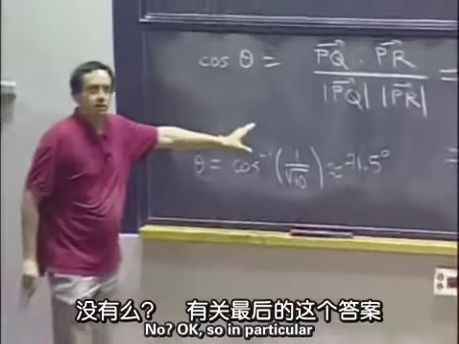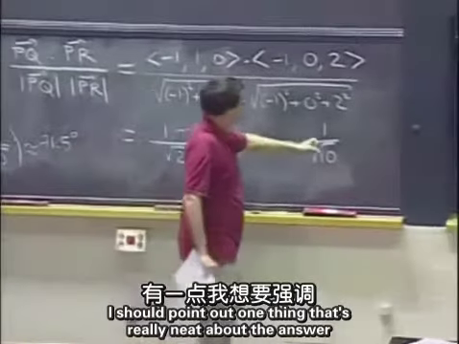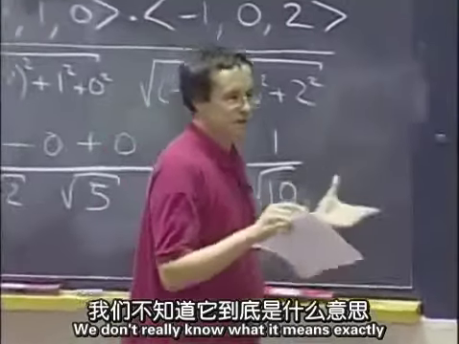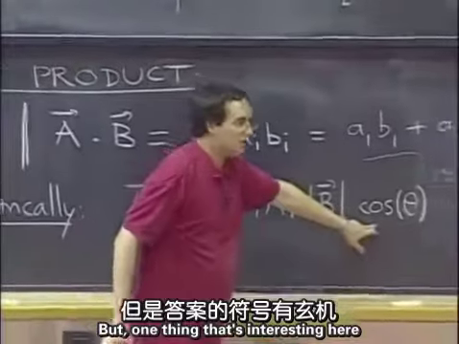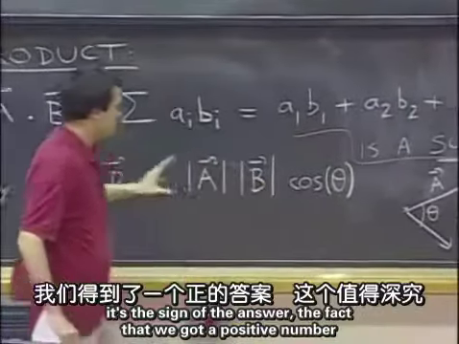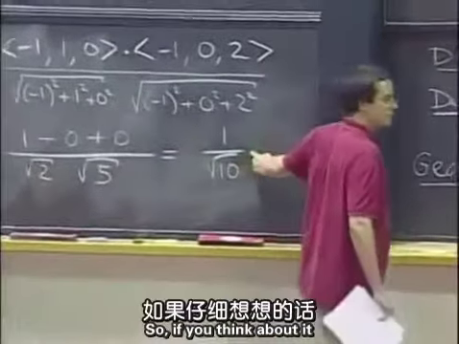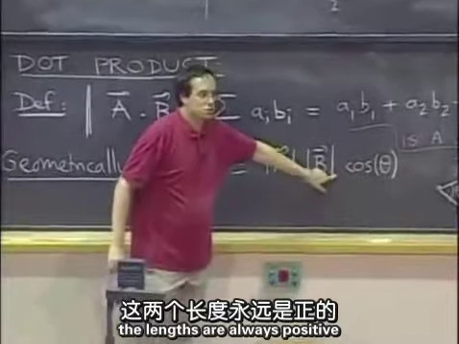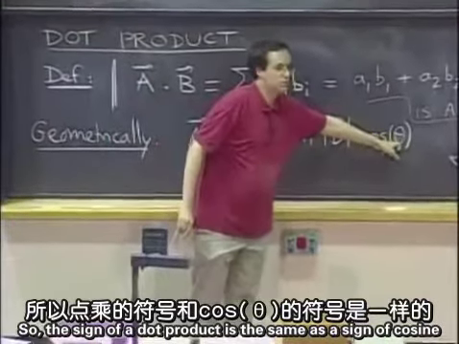No? Okay, so in particular, I should point out one thing that's really neat about the answer. We got this number, and we don't really know what it means exactly because it mixes together the length and the angle. But one thing interesting here is the sign of the answer, the fact that we got a positive number. If you think about it, the lengths are always positive. So the sign of the dot product is the same as the sign of cosine theta.